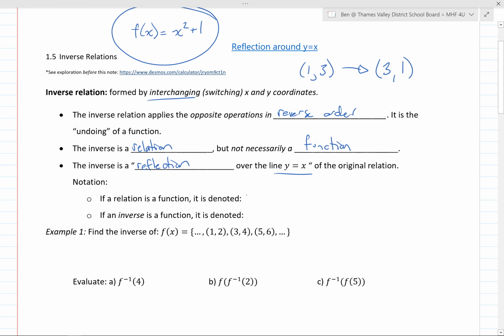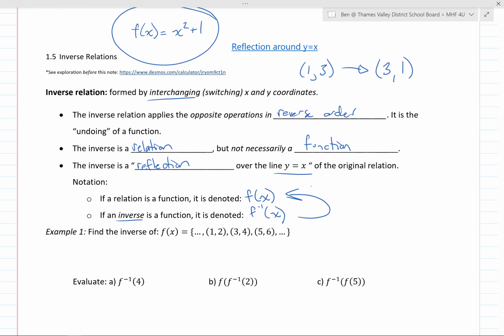Now, if a relation is a function, then we're allowed to write it out in function notation, and we can write it out as f(x). If an inverse is a function, then we can write it out as f negative 1 of x. Both of these together mean that f negative 1 of x is an inverse of f(x). So it brings our function notation to one more level.